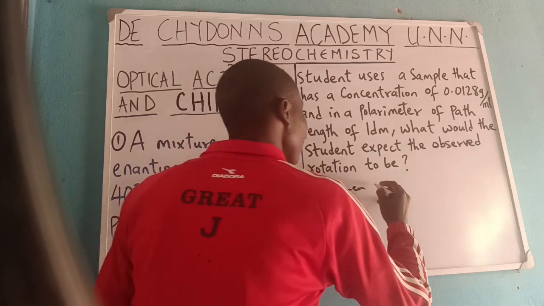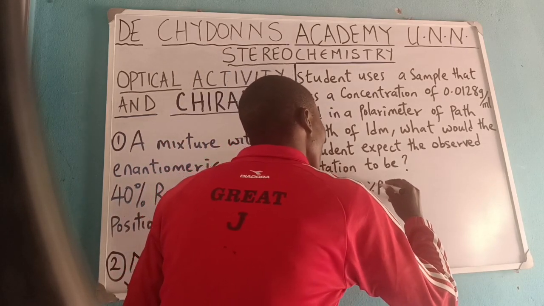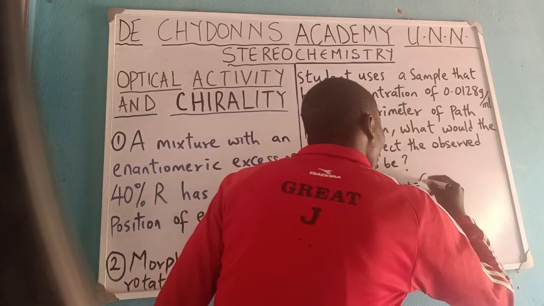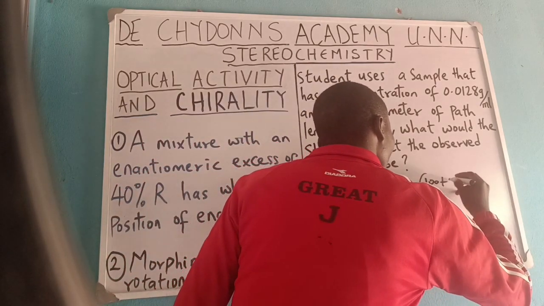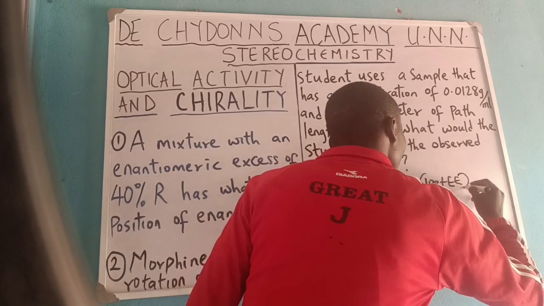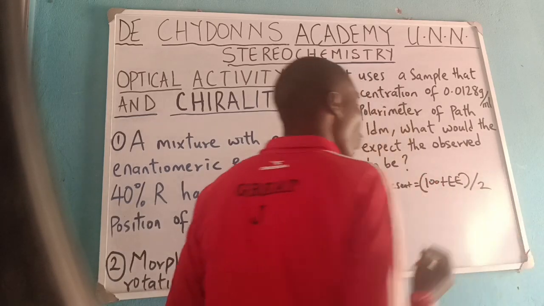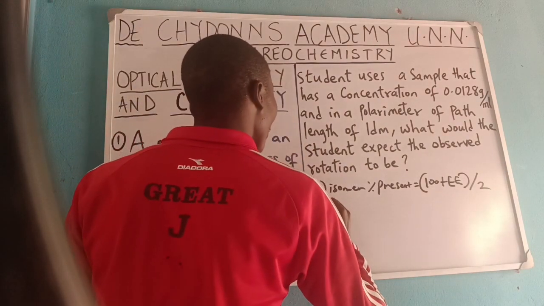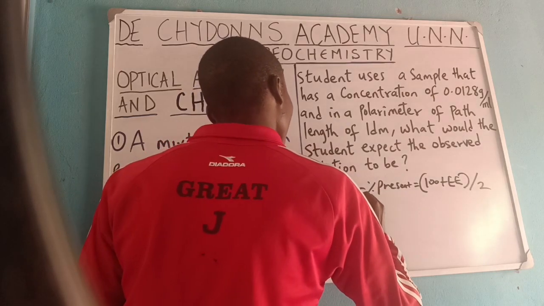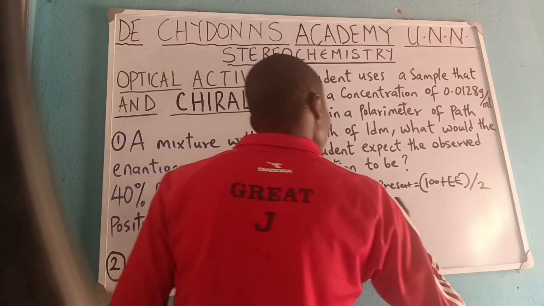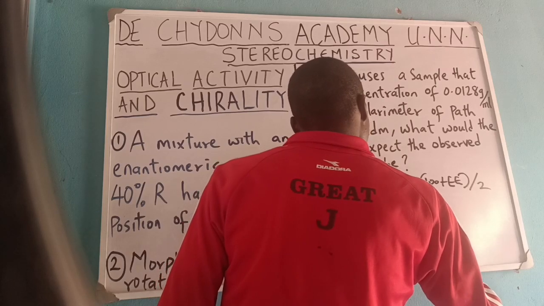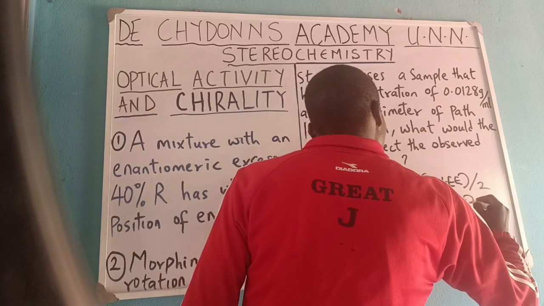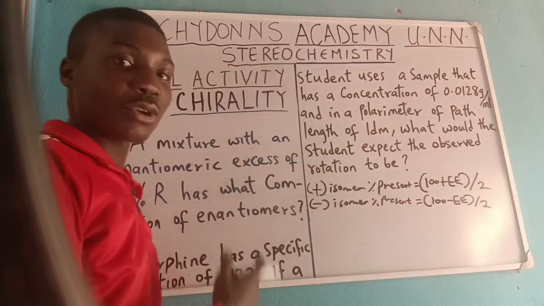When you're looking for the dextrorotatory isomer, you want to know the percentage present, because it said what composition of enantiomers are present here. So the percentage present for the dextrorotatory isomer is equal to, in open brackets, 100 plus enantiomeric excess, divided by 2. Then when you are looking for the amount of negative isomer, that's the levorotatory present, you solve for that as 100 minus enantiomeric excess, divided by 2.